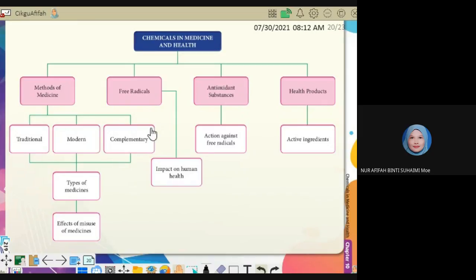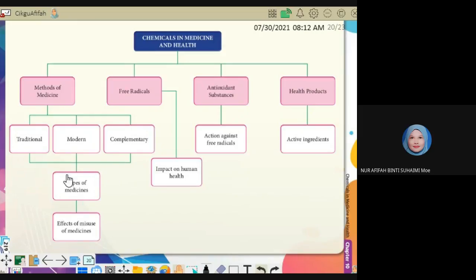Complementary, dia focus on the whole body, okay, the health for the whole body, including your mind, other than to treat disease. For the complementary method, it refers to the whole body health, either physically, mentally, and also your emotional health.